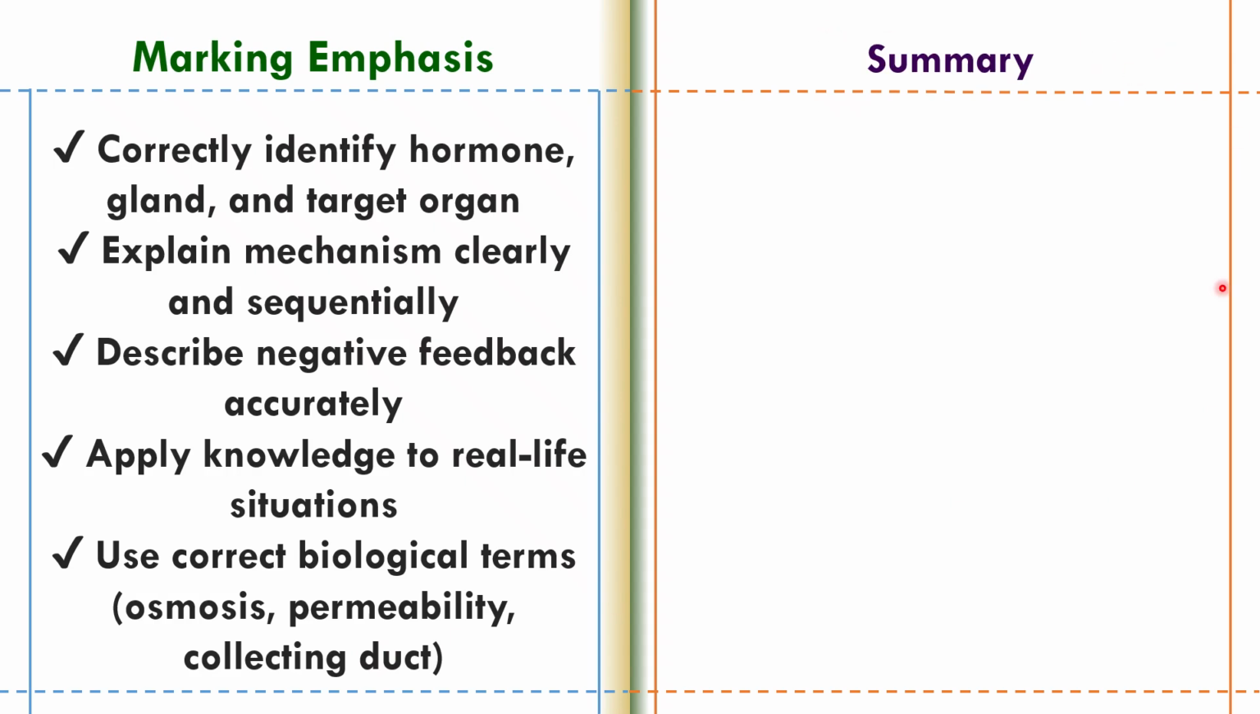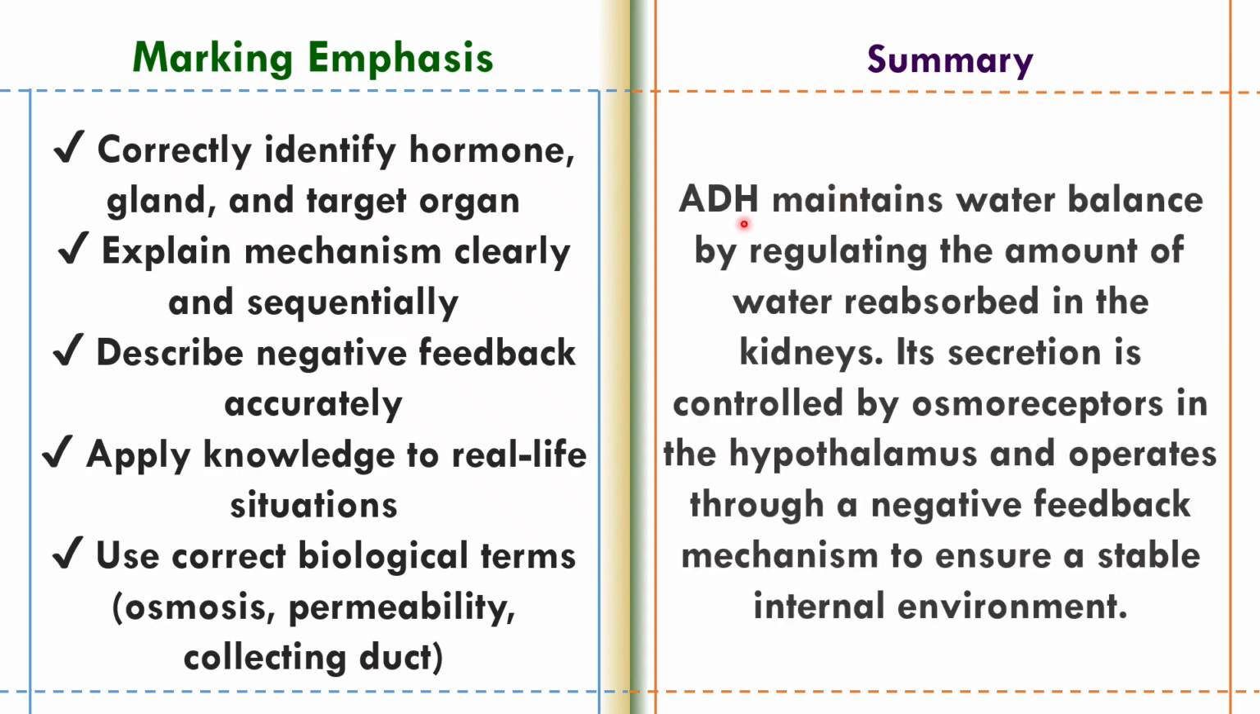Summary. Antidiuretic hormone maintains water balance by regulating the amount of water reabsorbed in the kidneys. Its secretion is controlled by osmoreceptors in the hypothalamus and operates through negative feedback mechanism to ensure a stable internal environment.